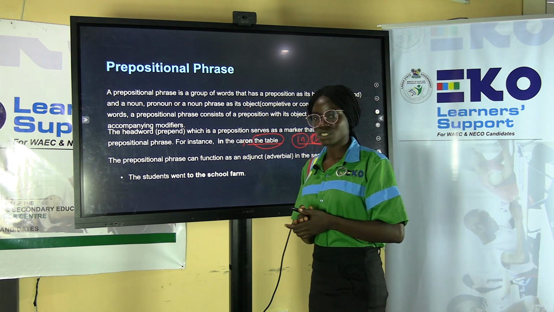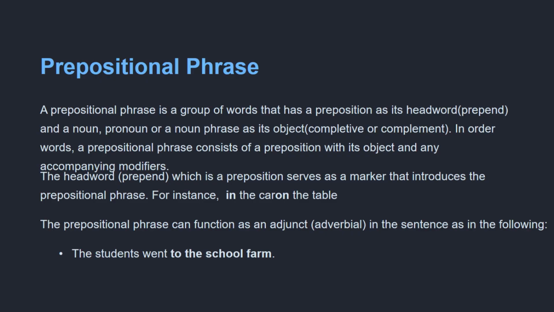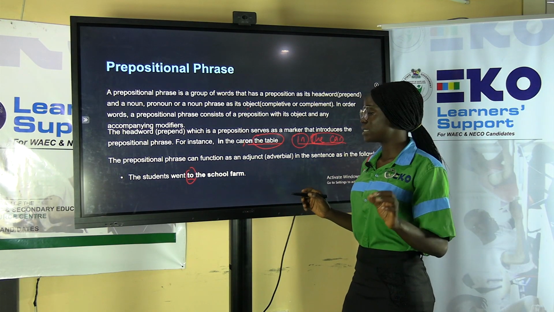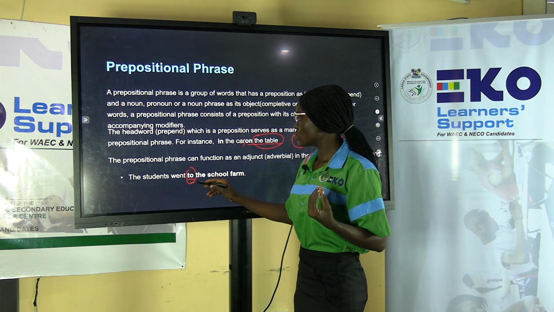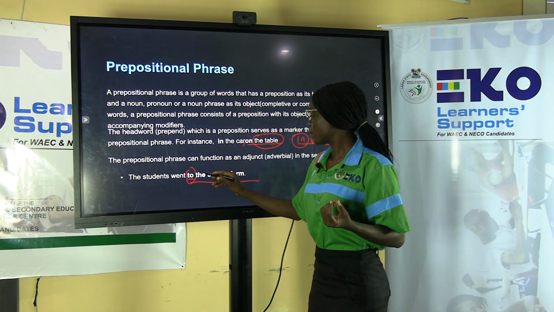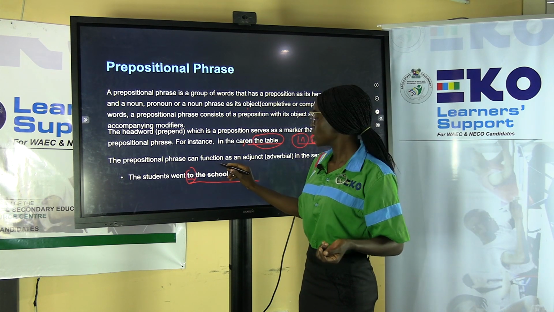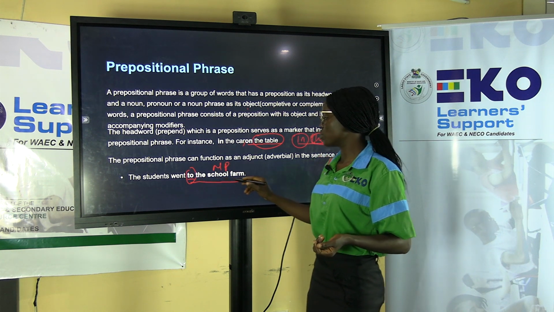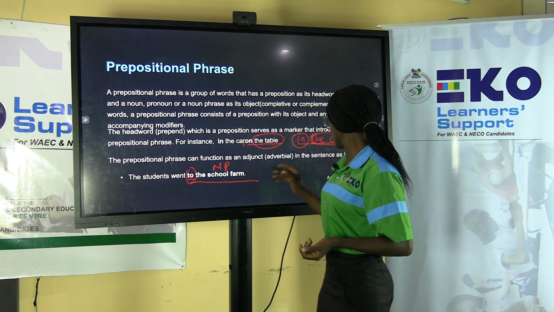Now let's look at ways a prepositional phrase can function. A prepositional phrase can function as an adjunct in the sentence. Look at the example we have. The students went to the school farm. Now, what is the preposition in this sentence? "To," right? "To" is the head word, which is a preposition, and it is introducing the other modifier, "the school farm," which serves as the noun phrase. So this is a prepositional phrase. Okay?